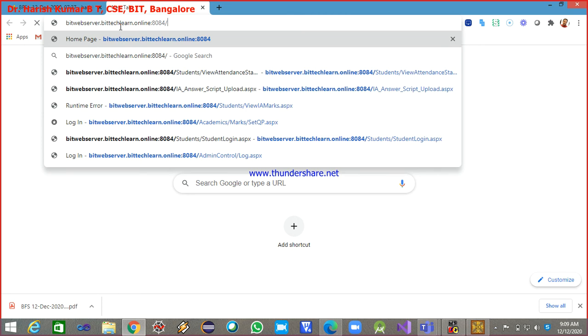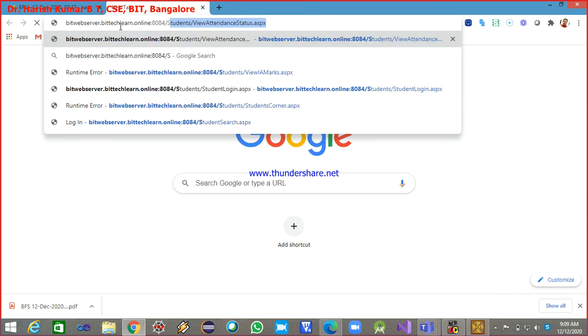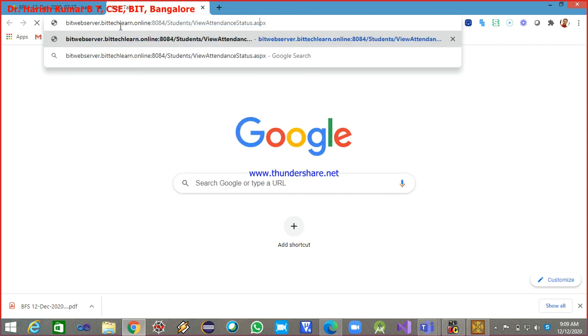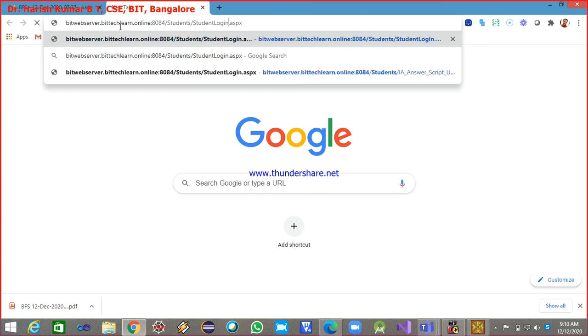So now you people can check your attendance status also. I'll just show you. If you log into the data portal, students login, you have to log in. I have one student password with me. I'll try to log in as that student.